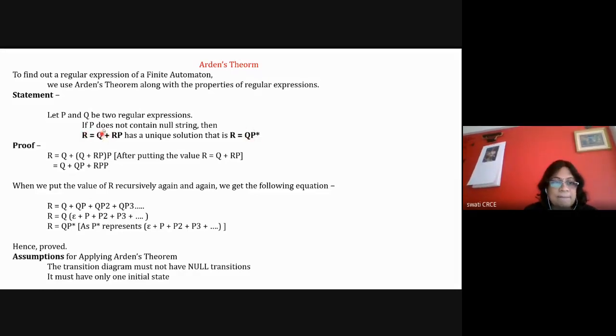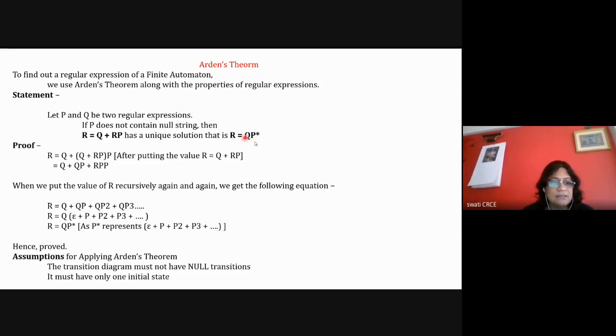So you can directly replace this particular regular expression with this type of regular expression. I'll just repeat this again. Arden's theorem will allow you to find out the regular expression for a DFA. We assume that if there are two regular expressions P and Q, and P does not have any empty symbol, and if we have a regular expression R equal to Q plus RP, then we can rewrite it as R equal to QP star.